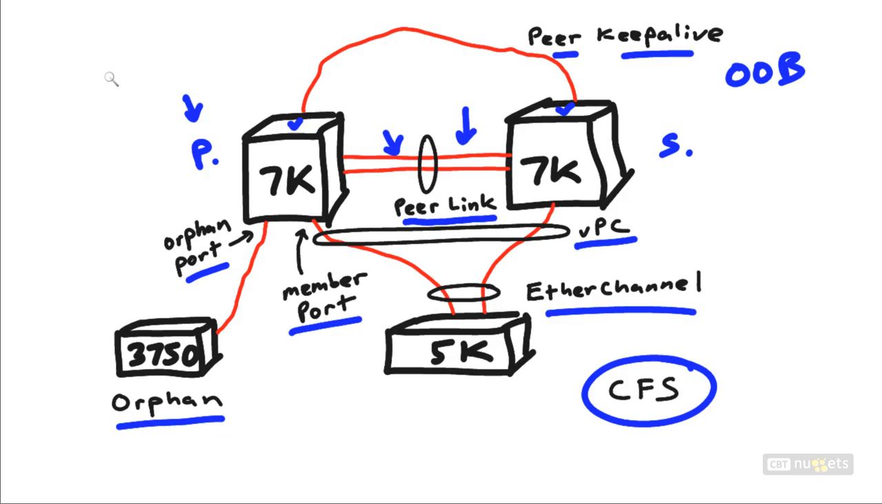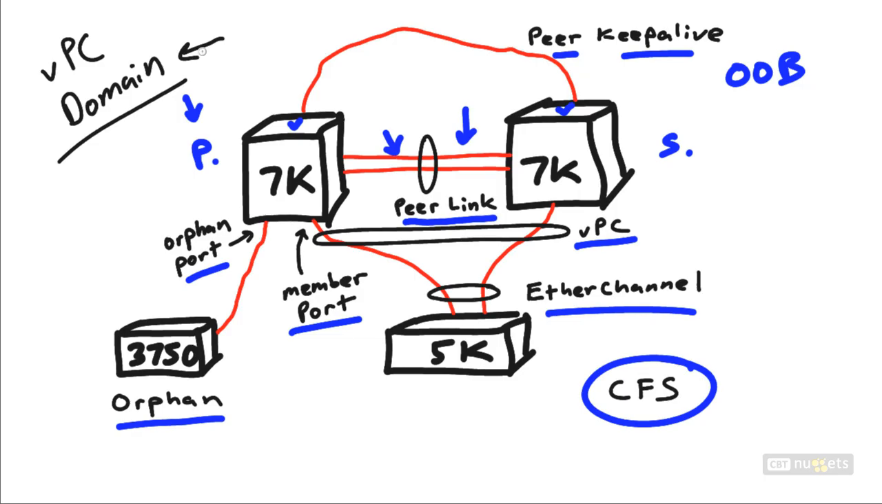Now, everything that you see on screen, all these ingredients that make up our virtual port channel infrastructure, all of this is considered as part of a vPC domain. In fact, in the configuration of the virtual port channel, one of the key things that we have to do is assign a domain ID. This is a numeric identifier for our virtual port channel domain.